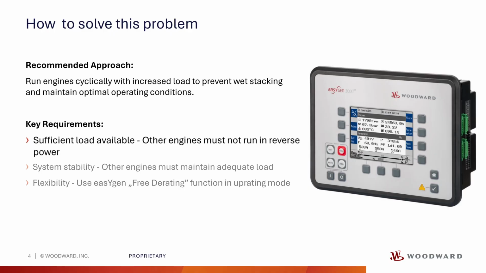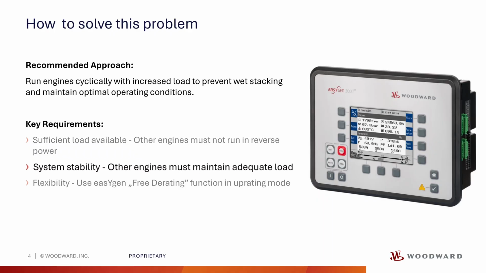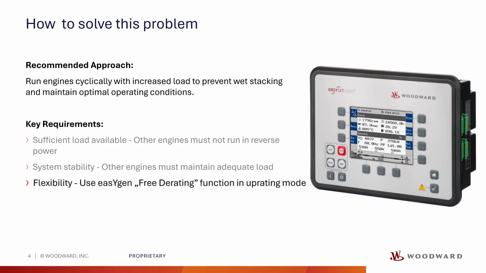First, there must be sufficient load available on the bus. We must ensure that other engines do not go into reverse power when we ramp up the target engine. Second, we must maintain system stability across the remaining gensets. This is where the flexibility of the Woodward easygen controller comes in. To automate this process, we utilize the free derating function, but configured in an uprating mode.